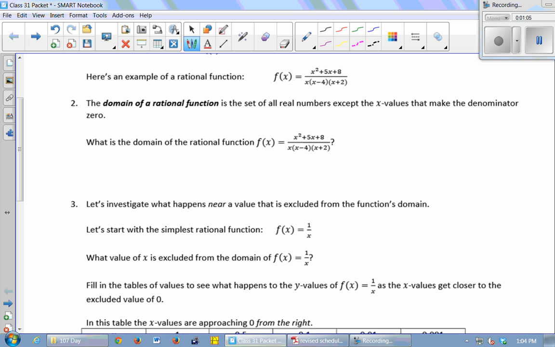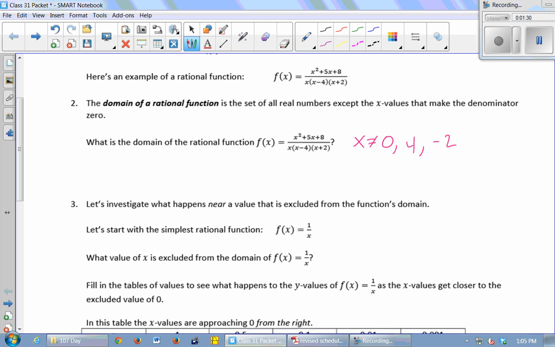the denominator 0. So for this example rational function, what values would make the denominator 0? 0, yep. So x cannot be 0. What else? Positive 4 or negative 2. If I plug in any of those values, I would make my denominator 0.